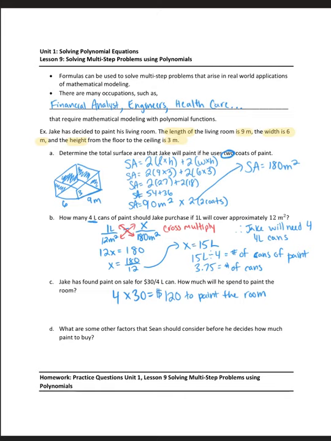Okay. A last thing to consider when we're using a real world application is just what are some other factors that are nothing mathematical related about it, but what are some factors Jake should consider when he's buying the paint? So he should consider that he might need more than 2 coats, right? Depending on the color, sometimes you might need more than 2 coats just to cover the room.